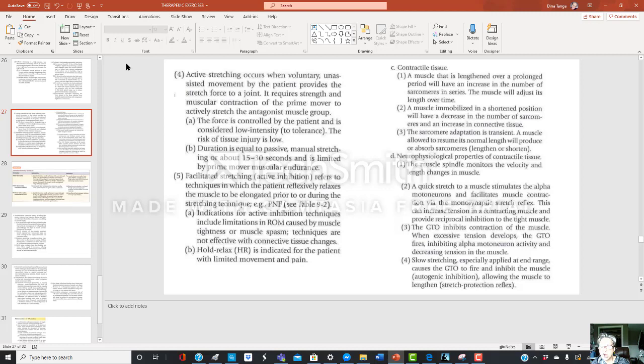The GTO inhibits contraction of the muscle. When excessive tension develops, the GTO fires, inhibiting alpha motor neuron activity and decreasing tension in the muscle. Slow stretching, especially applied at the end range, causes the GTO to fire and inhibit the muscle, autogenic inhibition, allowing the muscle to lengthen, the stretch protection reflex.